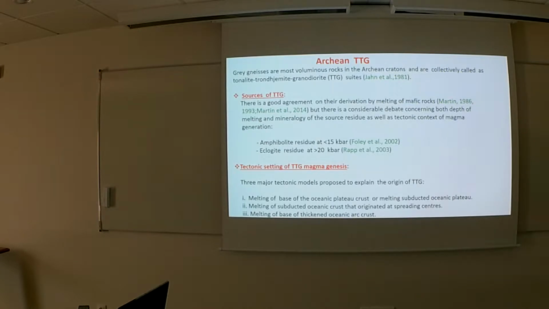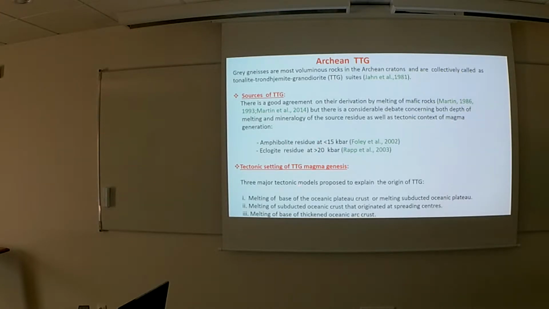Most of the scientific community agree that these rocks derived by melting of mafic rocks, but there is some debate, particularly regarding the depth of the melting and the mineralogy of the residue after the melt. So, if amphibolite residue is considered, the melting is within 15 kilobars, corresponding to about 50 to 55 kilometers, and with an eclogite residue, it is more than 20 kilobars, more than 70 kilometers depth if melting occurs.